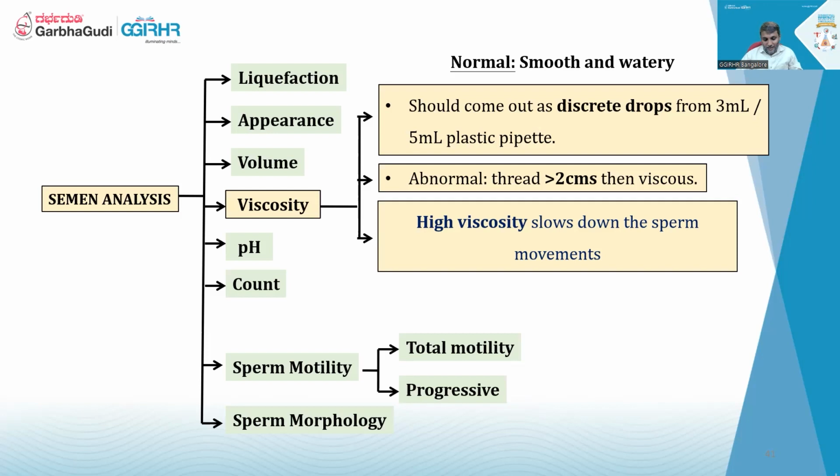Some labs have a protocol of grading the viscous sample as 2+, 3+, 4+. So based on the protocol, we grade the viscosity. High viscosity will cause decreased motility of the sperm. See, all are interrelated. Liquefaction is somewhat similar, I can say. When there is high viscosity, there won't be liquefaction.